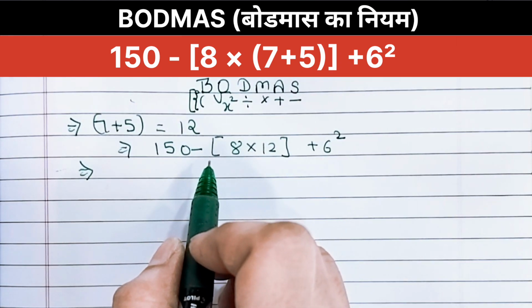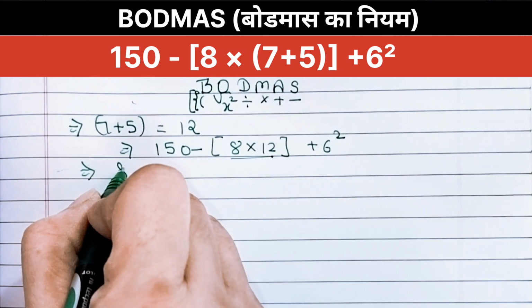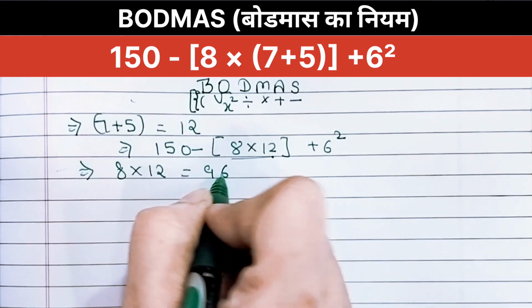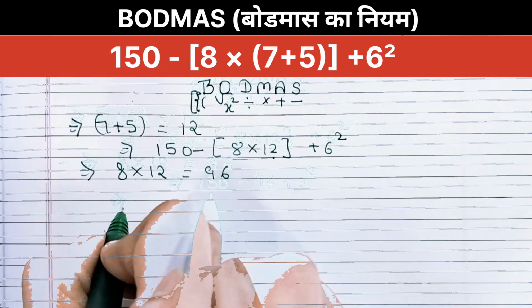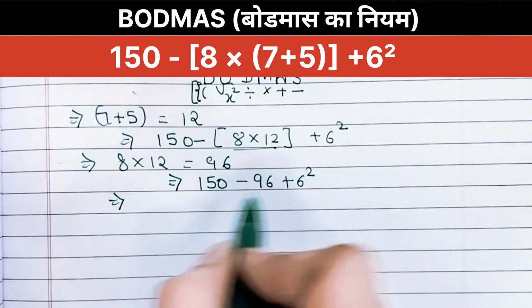Move to the next step. According to the next step, solve the larger square brackets. Now multiply the digits. 8 multiplied by 12 will get 96. According to this step, brackets still remain the highest priority. And now the current expression becomes, moving to the next step, solve the orders, exponents.